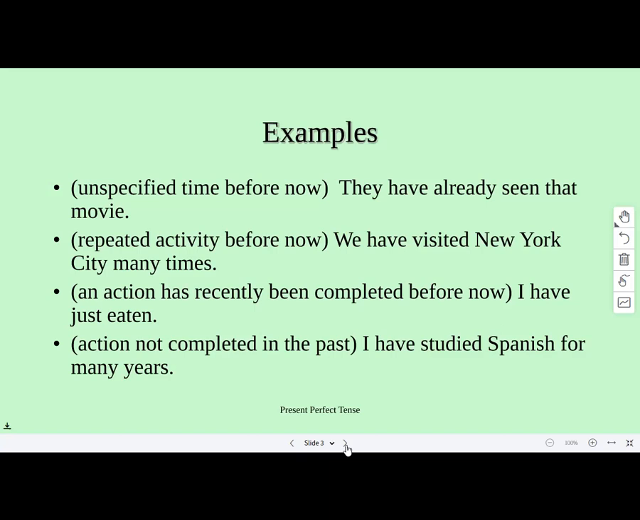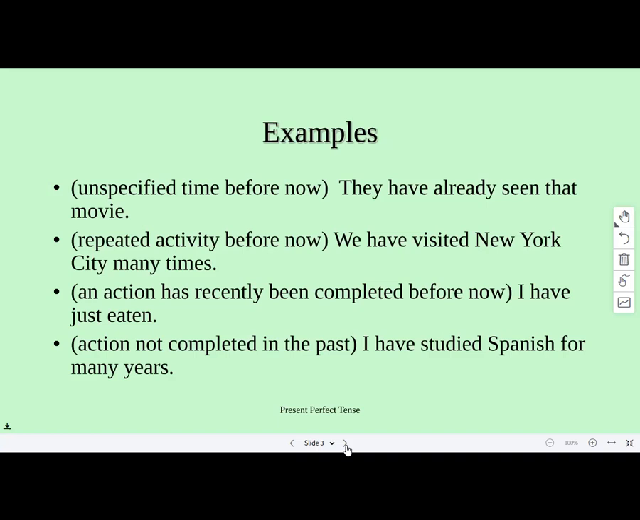An action recently completed before now. I have just eaten. I have just joined the workshop. I have just completed my assignment. So something that has been completed recently will be conveyed through the present perfect tense.